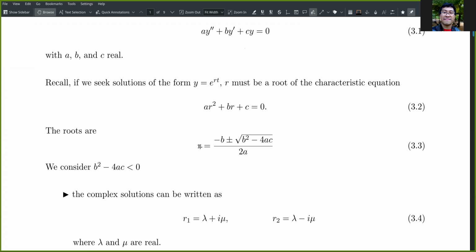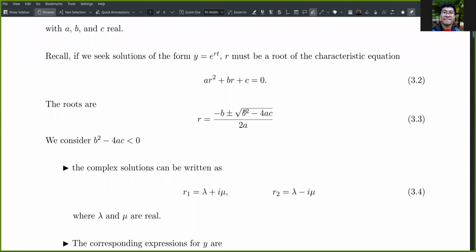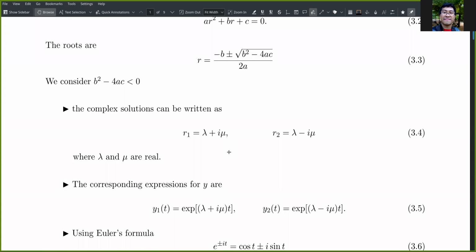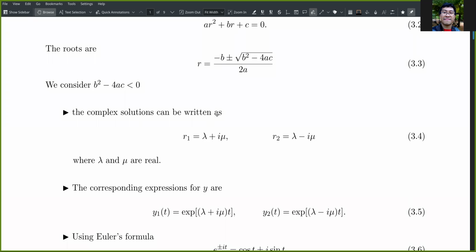The roots are given by the quadratic formula, and for this section we consider the case where b squared minus 4ac is less than 0, so that we have the square root of a negative term, an imaginary number. The complex solutions can be written as r1 equals lambda plus i mu, and r2 as lambda minus i mu, where lambda is minus b over 2a, and mu is the square root of the absolute value of b squared minus 4ac, divided by 2a.